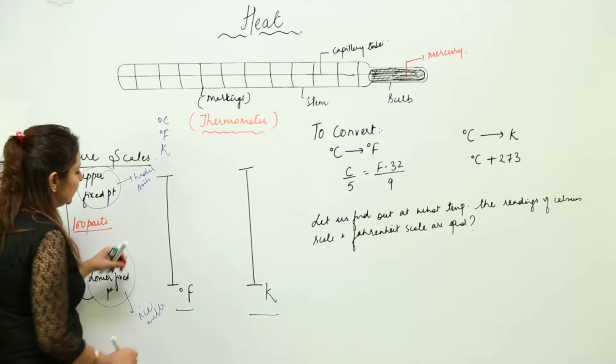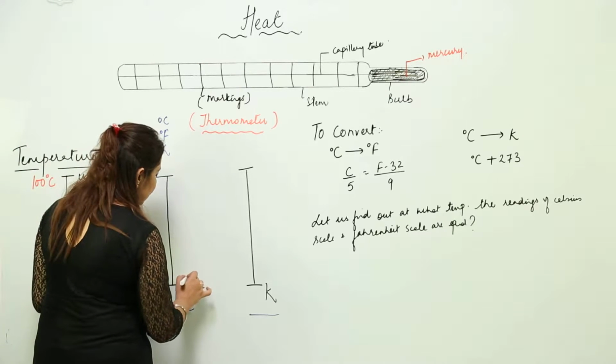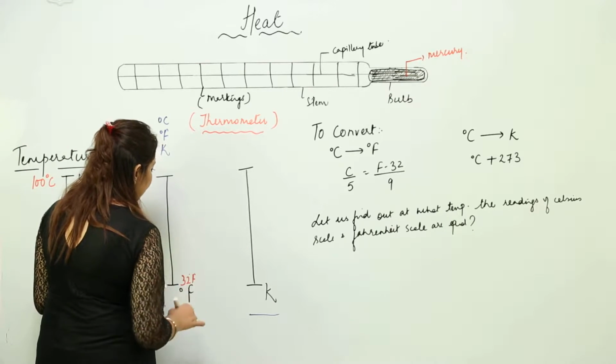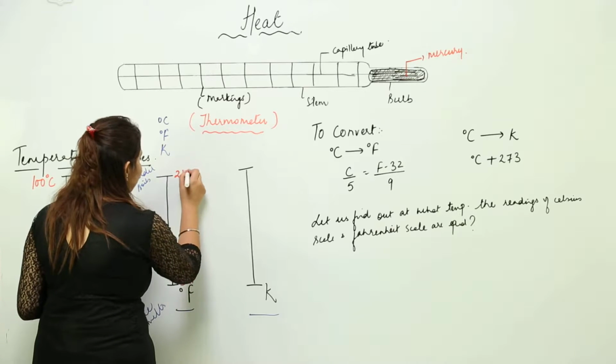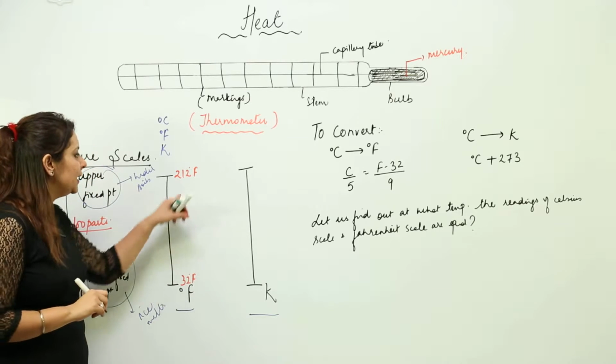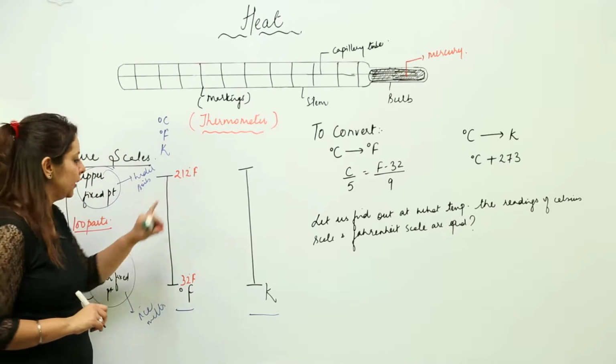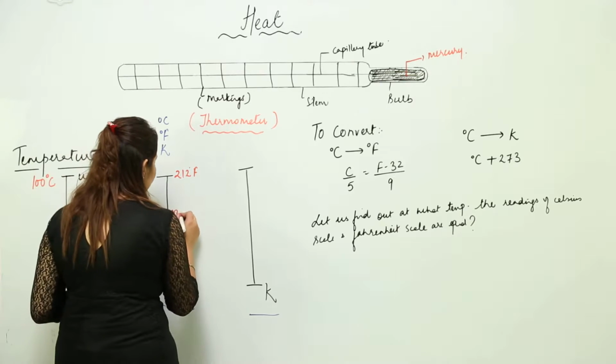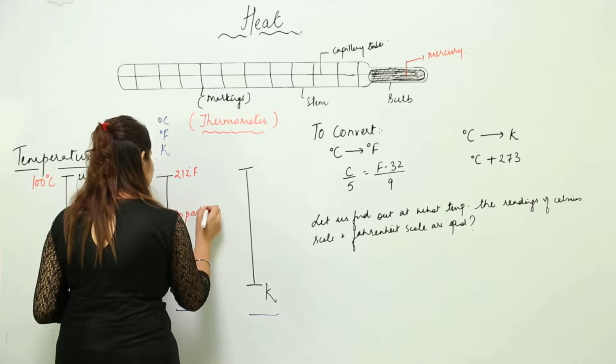Same for Fahrenheit, 32 degrees Fahrenheit is the lower fixed point and 212 degrees Fahrenheit is the upper fixed point. That is, the ice melts at the first and the water boils at the second, and it is divided equally into 180 parts.